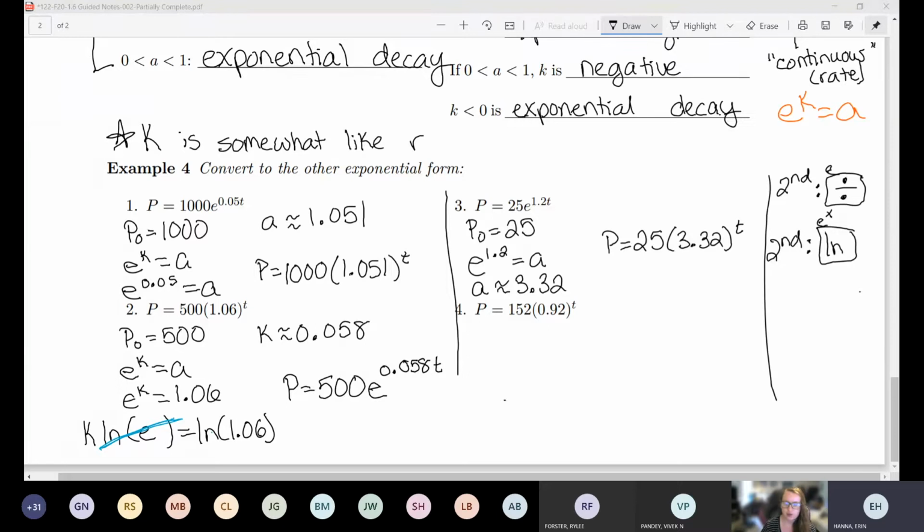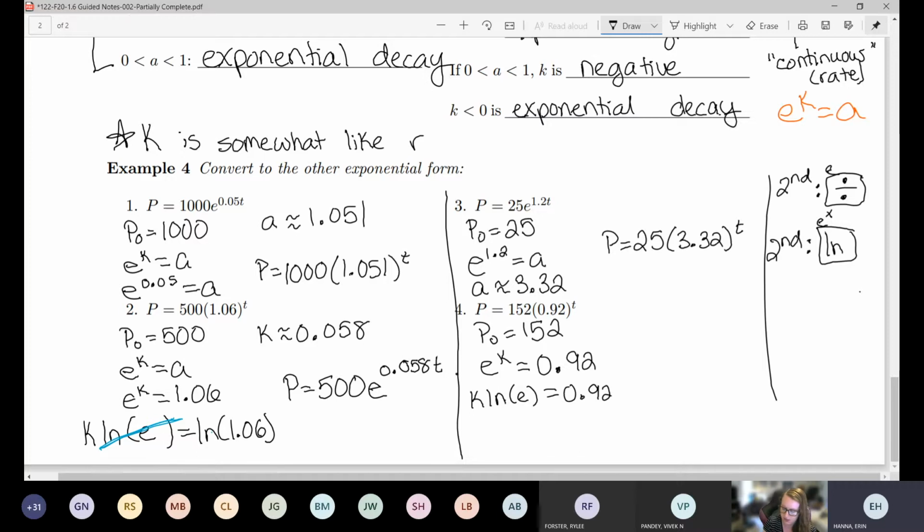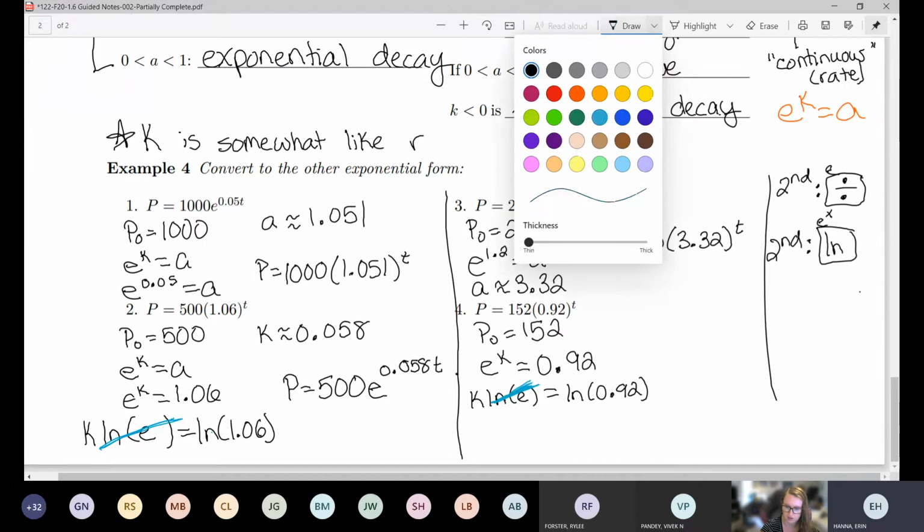And for the last one, once again, P naught does not change between the two forms. Since I always use the e to the k equals a format, I would get here and then have to take the natural log of both sides. I'm going to do 2 steps at once and bring the k out. Whoa, I didn't take the natural log of that side. So I took the natural log of the left and pulled the k out at the same time. Natural log of e is 1. Just to save myself a line, I'm just going to cross it out.